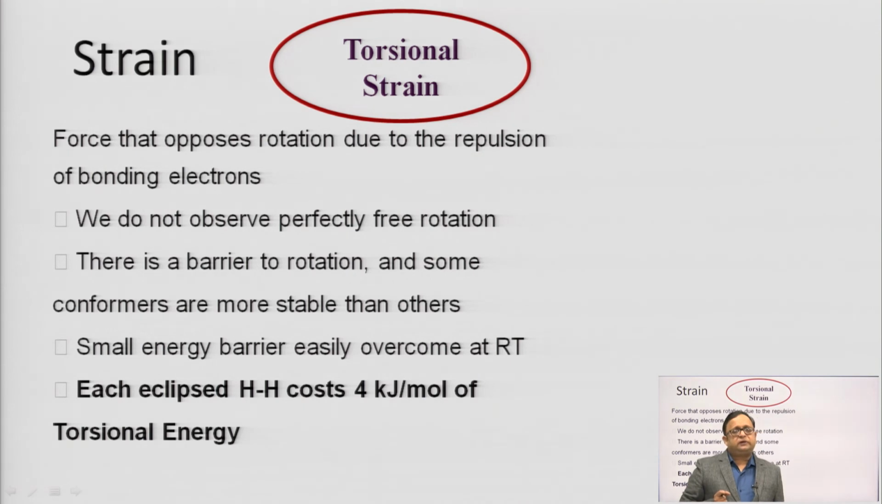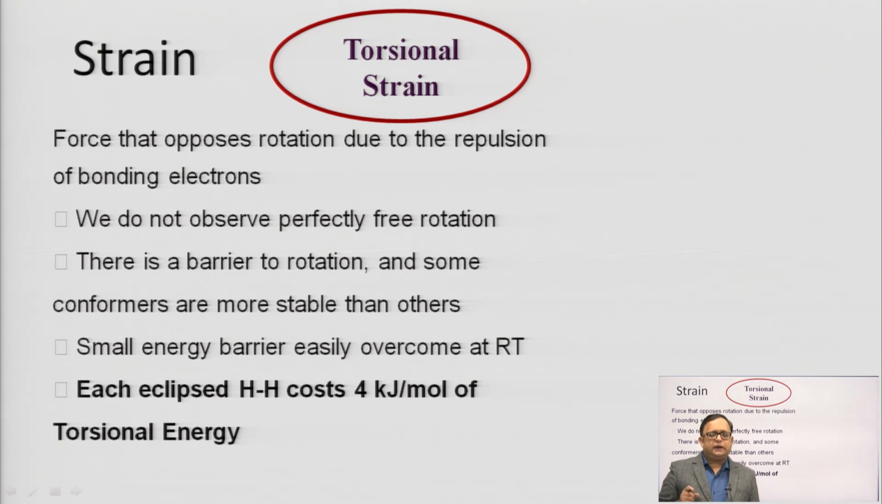Now, let us talk about strain, what types of strain are possible, and what types of strain inhibit free rotation. These are forces that oppose the rotation due to repulsion of bonding electrons, and we do not observe perfectly free rotation. This is a barrier to rotation, and some conformers are more stable than others. A small energy barrier is easily overcome at room temperature, and each eclipsed hydrogen costs 4 kilojoules per mole of torsional energy.